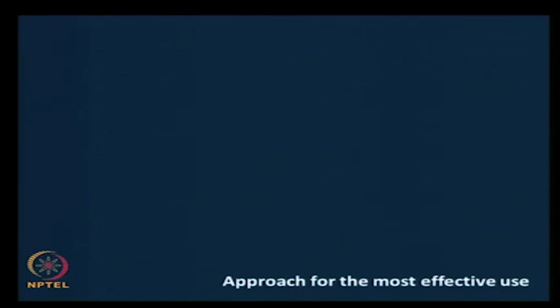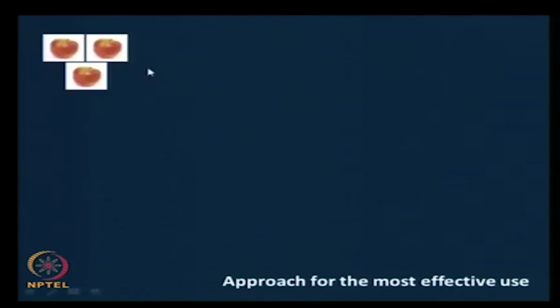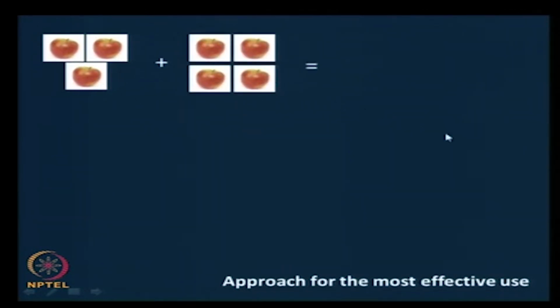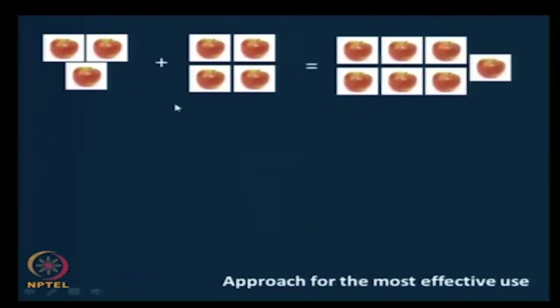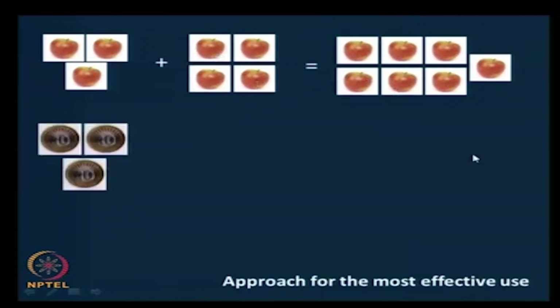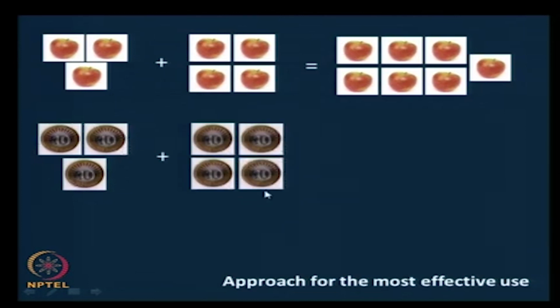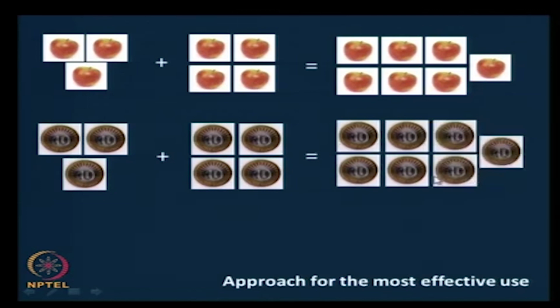Then I said the approach for the most effective use of thermodynamics that I see here is as follows. We said if you are looking at 3 apples in a basket and you add them with 4 apples, then you get 7 apples. Similarly, if you take 3 ten rupee coins and add them with 4 other ten rupee coins, you get 7 ten rupee coins. And so this is at the level of specifics.